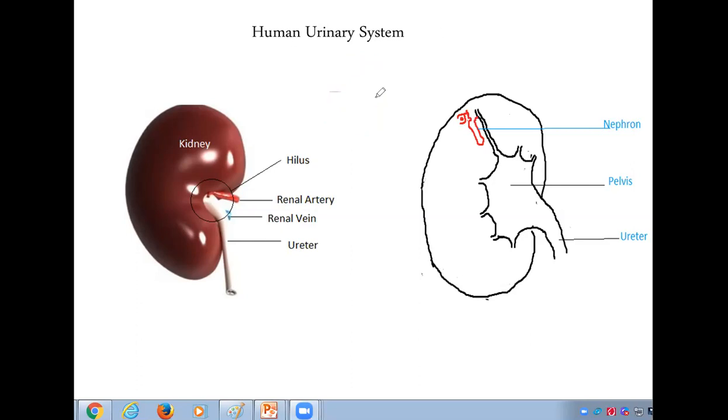Depression on the concave side of each kidney is called hilus. This is the place from where the ureter, renal vein, renal artery, as well as nerves emerge from the kidney.